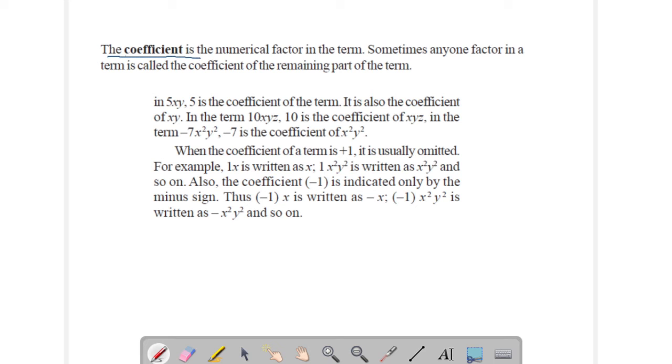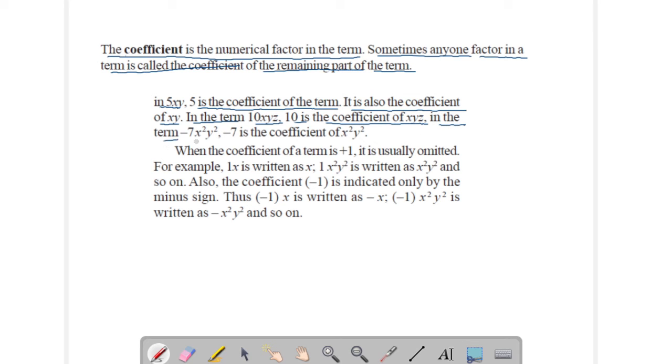The coefficient is a numerical factor in the term. Sometimes any one factor in a term is called coefficient of the remaining part of the term. In 5xy, 5 is the coefficient of the term. It is also the coefficient of xy in the term 10xyz. 10 is the coefficient of xyz.